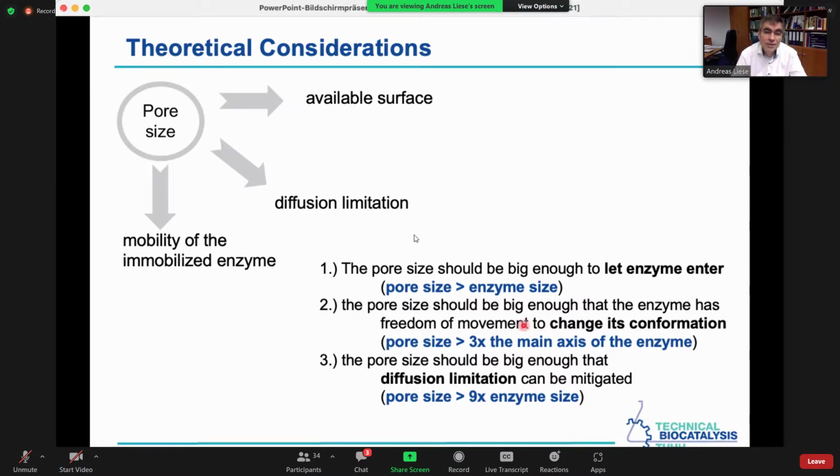So pore size should be at least, as a second rule of thumb, 3 times the main axis of the enzyme. And the third rule is that the pore size should be big enough that diffusion limitation can be mitigated. This is normally given as a pore size of 9 times the enzyme size. So these are some rules of thumb if you're selecting a carrier and you get information about the particle geometries from the different carrier suppliers. So this could help in selecting.